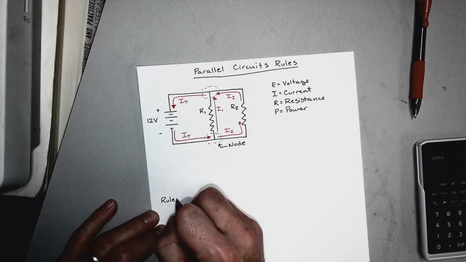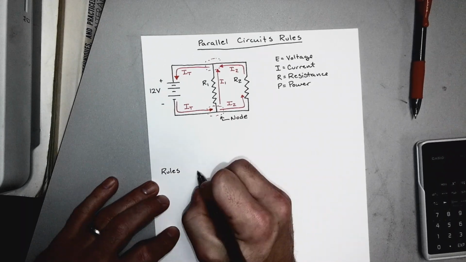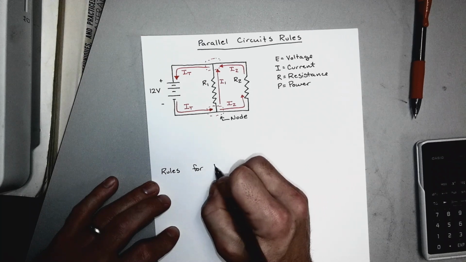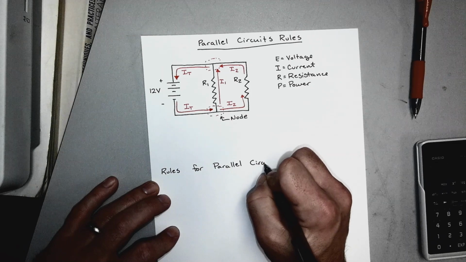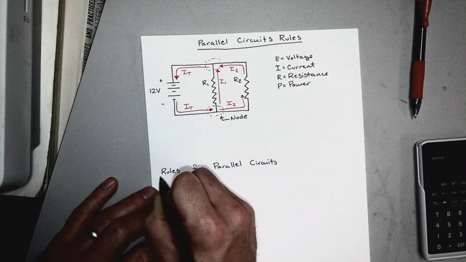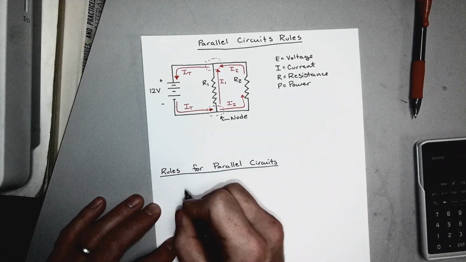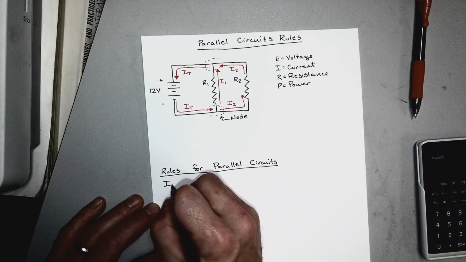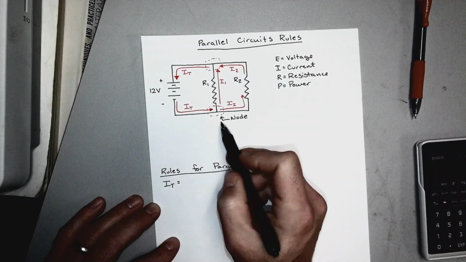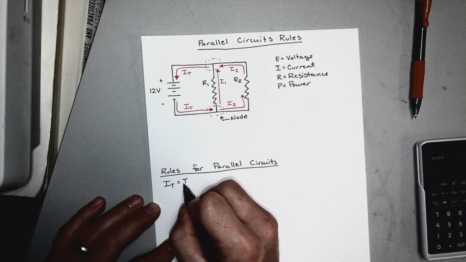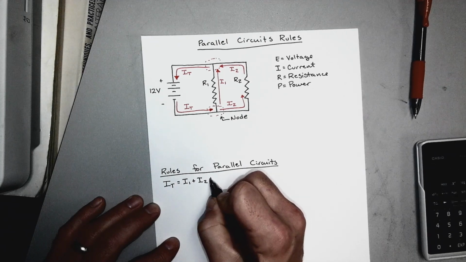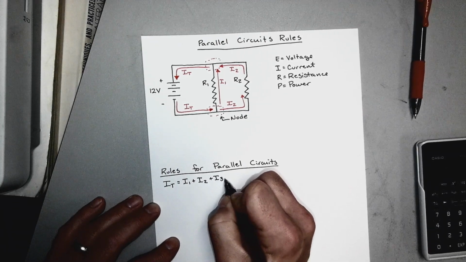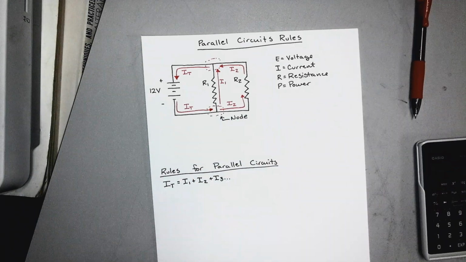And so, therefore, our first rule for parallel circuits, I think I said series circuit, I meant parallel circuit, is that IT is going to equal I1 plus I2, and if we have a third one, it's going to be plus I3, so on and so forth, for however many resistors we have in the parallel circuit.